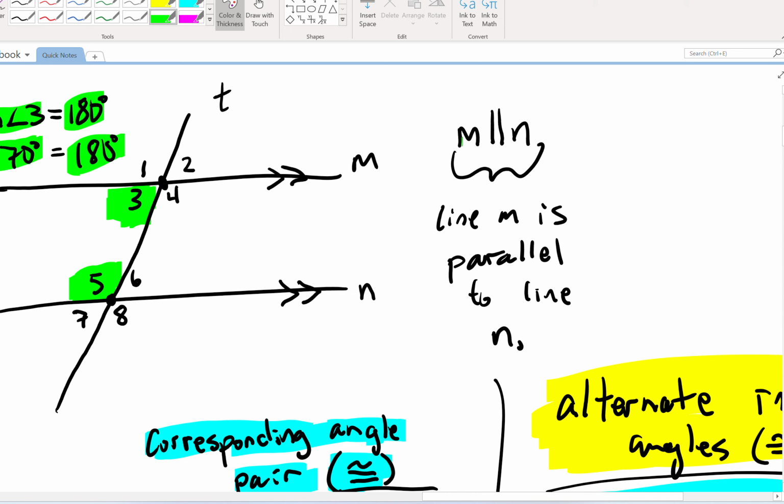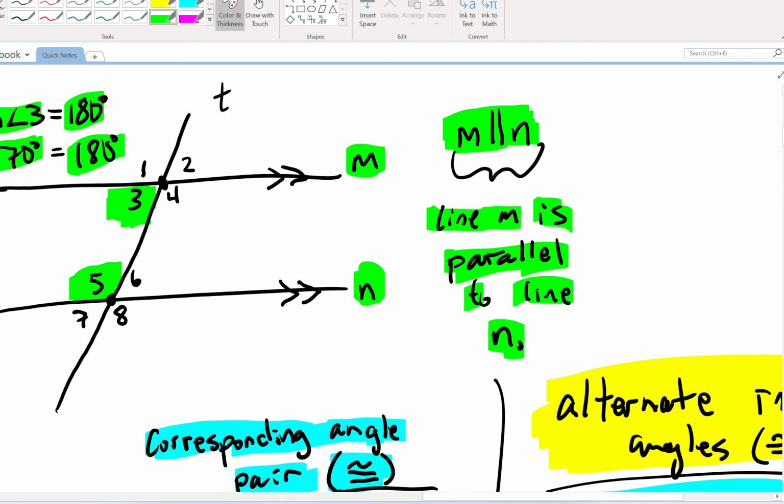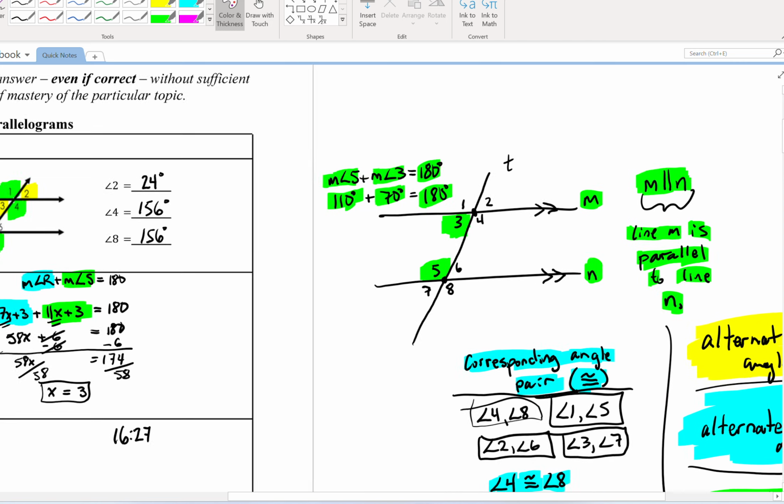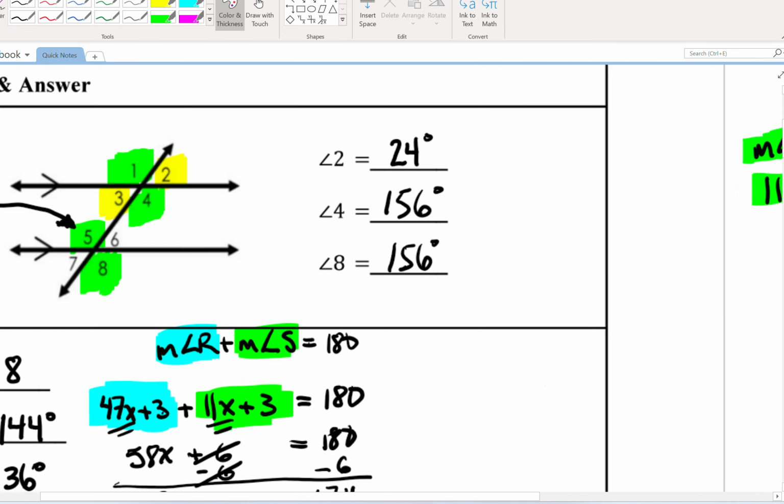Otra cosita, las líneas paralelas M y N son paralelas. Se escribe de esa manera en matemáticas. M y esas dos rayas significa paralelas. Y se lee así: line M is parallel to line N. La línea M es paralela a la línea N. Ok.